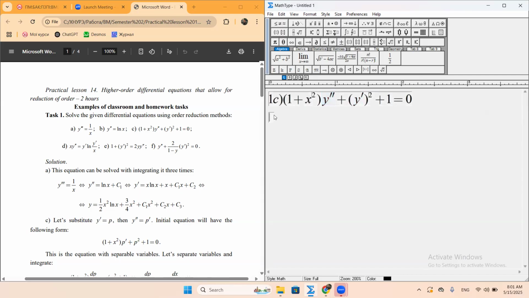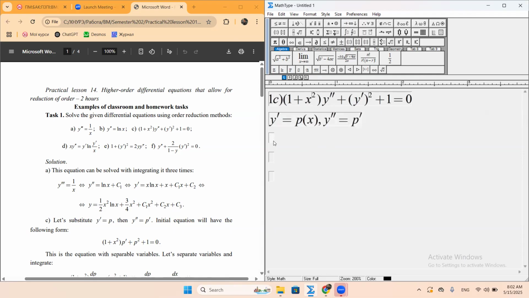As we don't have just y, we can reduce the order of the differential equation. We will do the following substitution. y prime will be equal to p. We will use such a parameter. Actually p is a function of x, and now we will reduce the order using this function. So y prime equals p, then y double prime equals p prime.